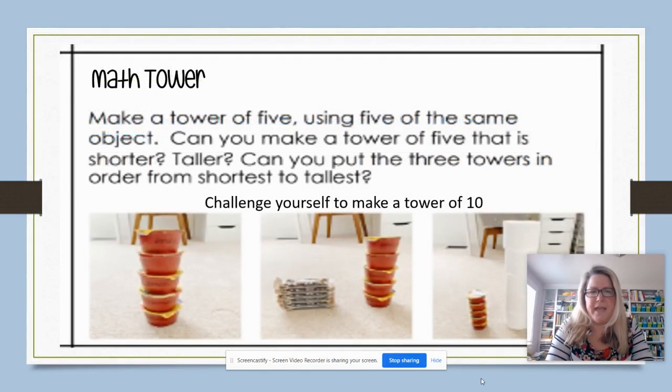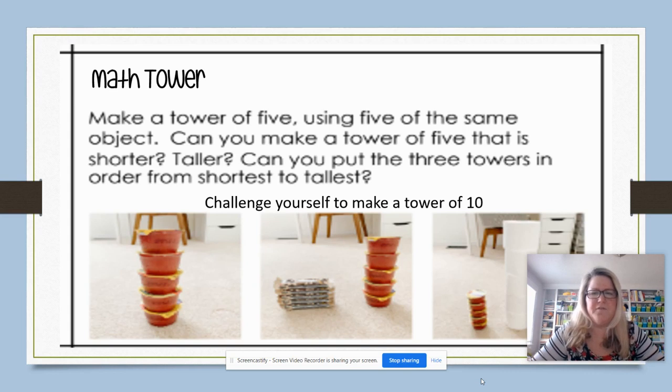So now we're going to look at the math towers, and it says to make a math tower of 5 using 5 of the same objects. Can you make a tower of 5 that is shorter, taller? And can you put the 3 towers in order from shortest to tallest? So this is just an idea. This is just to show you an example. You can use whatever you'd like as long as your family approves.